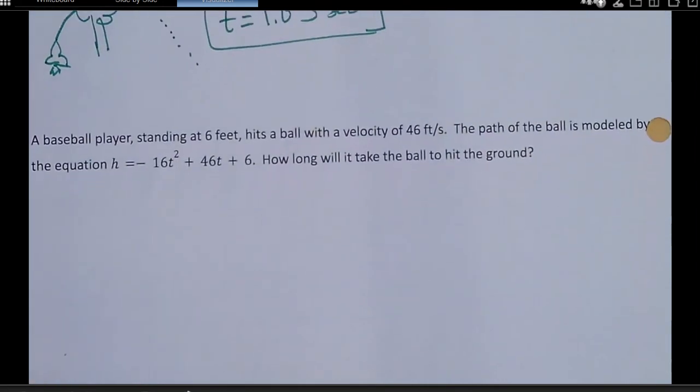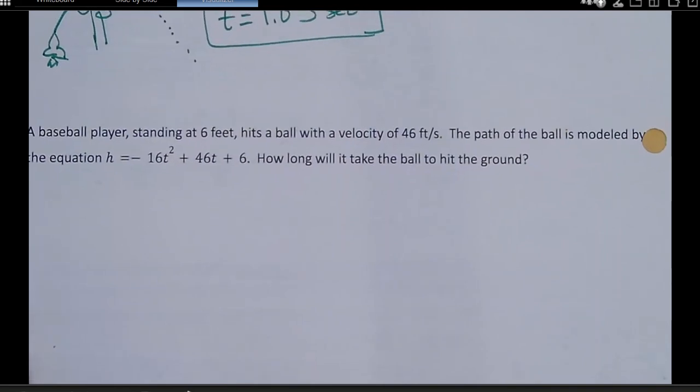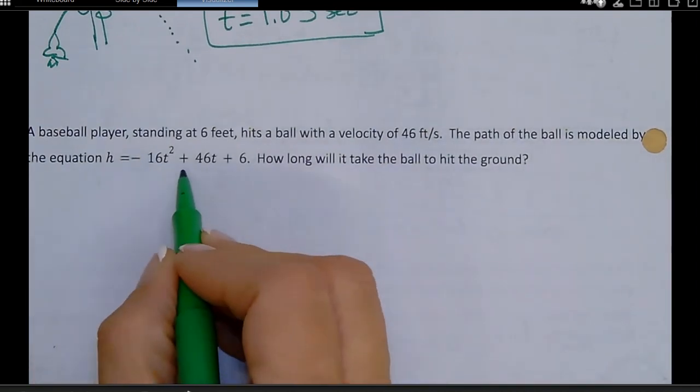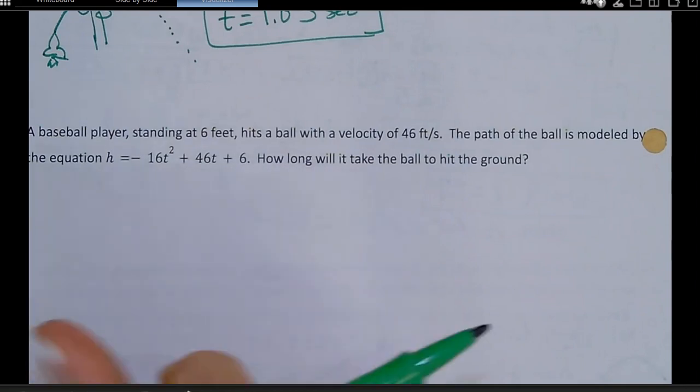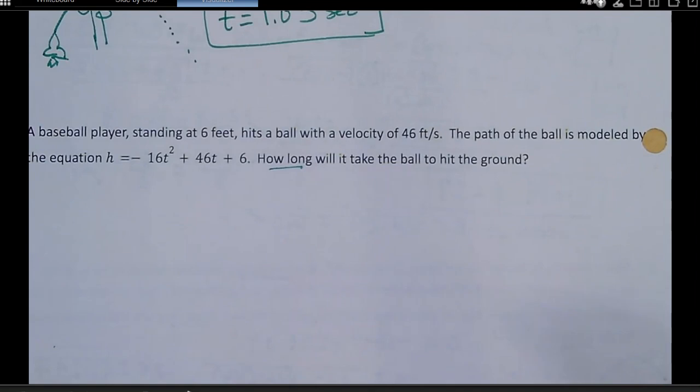Okay. Baseball player, this is number 4. A baseball player standing at 6 feet hits a ball with a velocity of 46 feet per second, and the path of the ball is modeled by this equation: h equals negative 16t squared plus 46t plus 6. How long will it take for that ball to hit the ground?